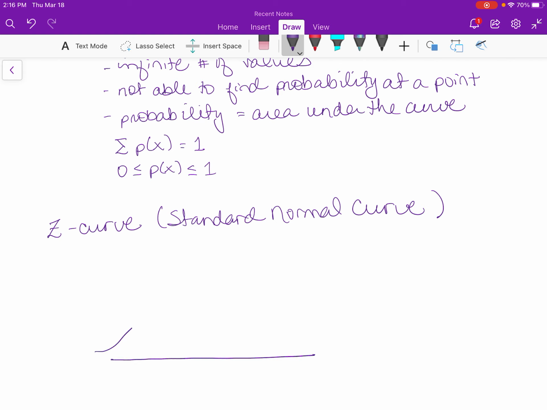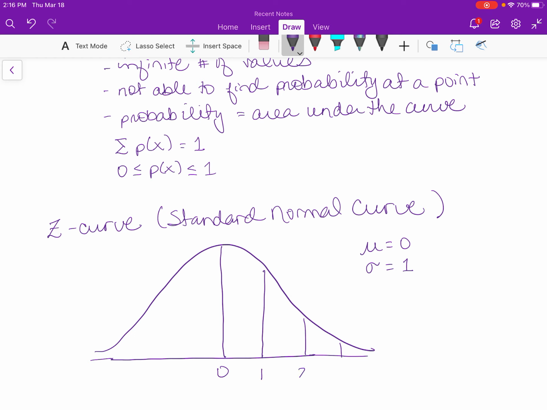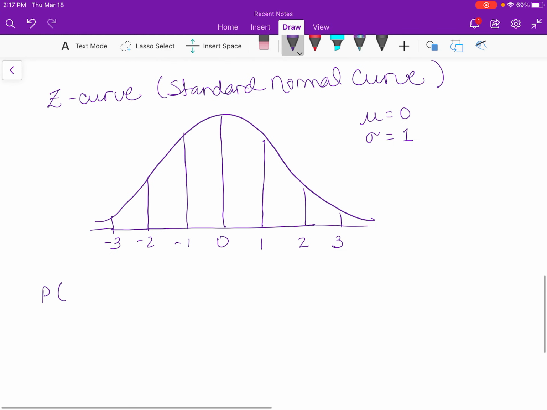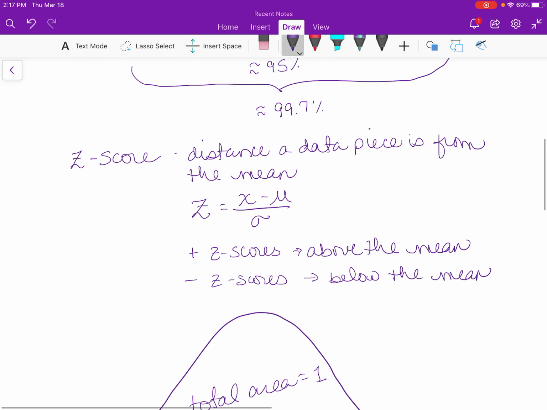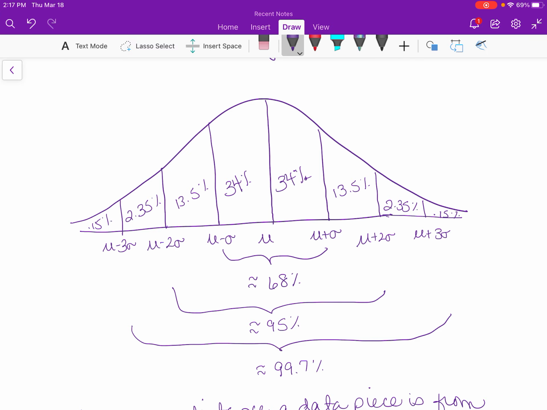But the standard normal curve is the normal distribution with a mean of 0 and a standard deviation of 1. So that means the value in the center is 0. And then 1, 2, and 3 positive values going up. -1, -2, and -3 would be your z-scores, which would mean the number of standard deviations above or below the mean. Well, if I wanted to find the probability of having a z-score that is less than -1, based on the empirical rule, I can look back up here and see that less than -1 would be approximately 16%.